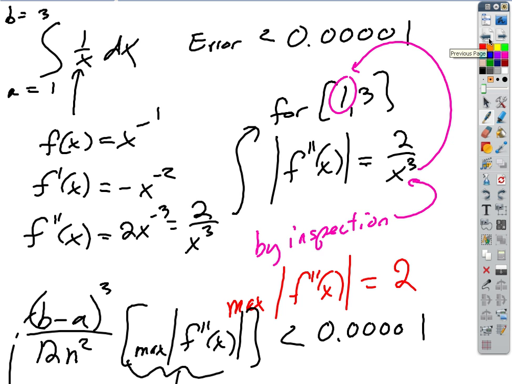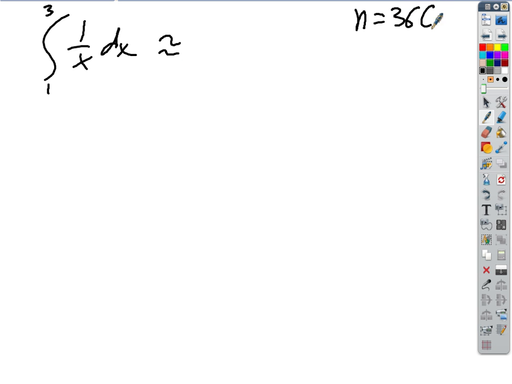So we know what n is. Let me rewrite that. So here's the area we're trying to approximate, and it was 1 to 3, right? We know that n has to be 366. Okay, so now let's go back and write the revamped sigma-friendly version of the trapezoidal rule.